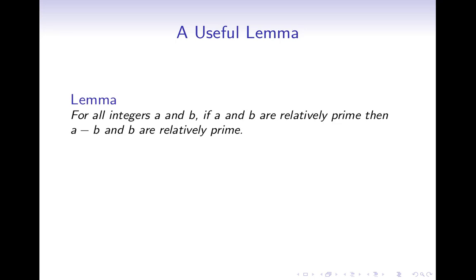Okay, so here is a lemma that will be useful in some of our later work, and it will give us an example of a proof technique that we also want to discuss in this video. So the lemma is, for all integers a and b, if a and b are relatively prime, then so are a minus b and b.